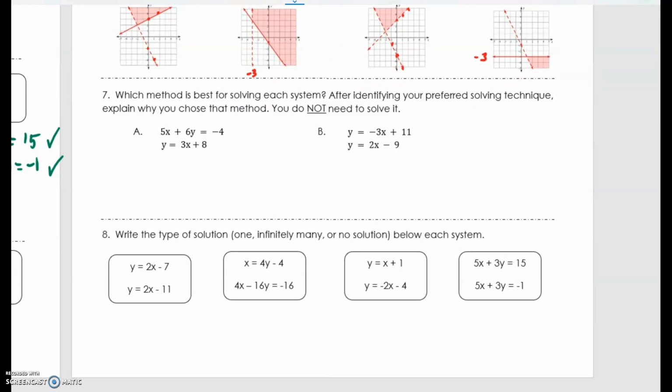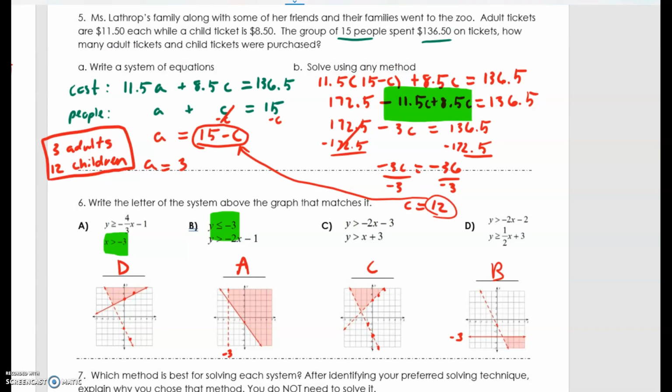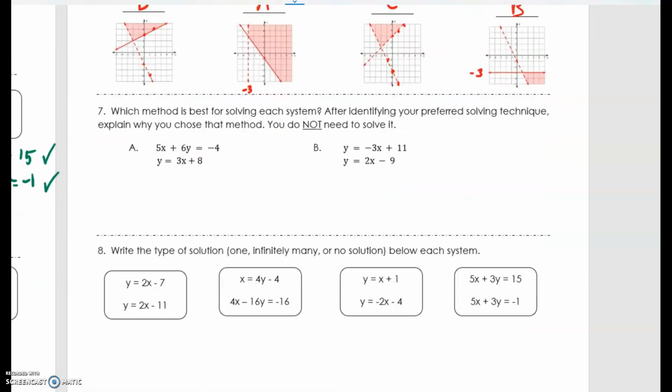Number 7 says, which method is best? You do not need to solve it, but after identifying your preferred solving technique, explain why you chose it. So for letter A, you can say pretty much anything, but you have to give a good reason. So don't just say graphing and then that's it. Like, you need to be able to tell me why you pick graphing, because graphing really isn't the best for letter A. But if you have a good reason for something, then, for example, up here, for 5, I picked substitution, but really elimination was best. But I gave you some good reasons for it, right? So that's what you need to do here.